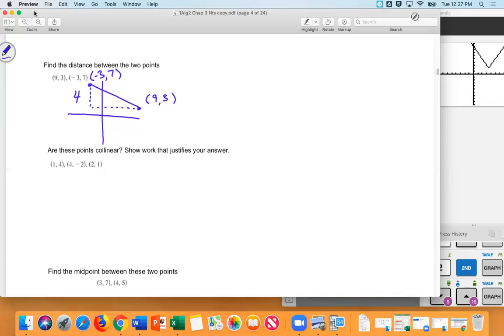Now, the difference between the bottom is -3 and 9. That's 12. So now I have a squared plus b squared equals c squared. A, I'm just going to call 4. B, I'm going to call 12. And c is what I'm looking for. So that I can just do that. Notice I'm just applying what I already knew. Distance formula is, I guess, useful, but it's just the Pythagorean theorem.